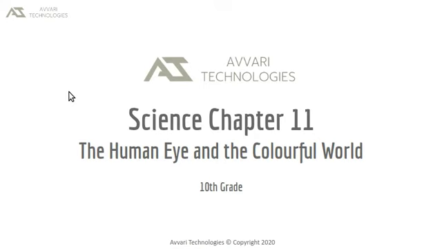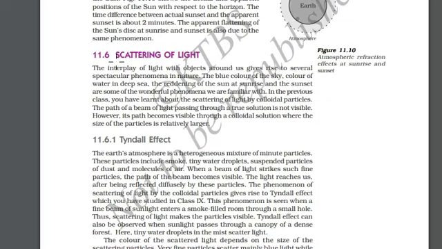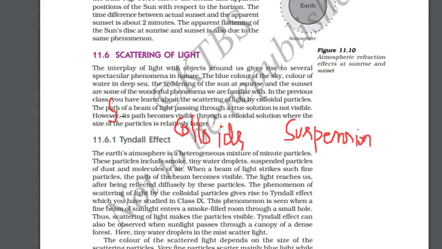This is a continuation of the previous lecture. Scattering of light. We can categorize particles based on their size. Generally we categorize into three groups: colloids, suspensions, and solution. The intensity of scattering of light varies in these three categories.